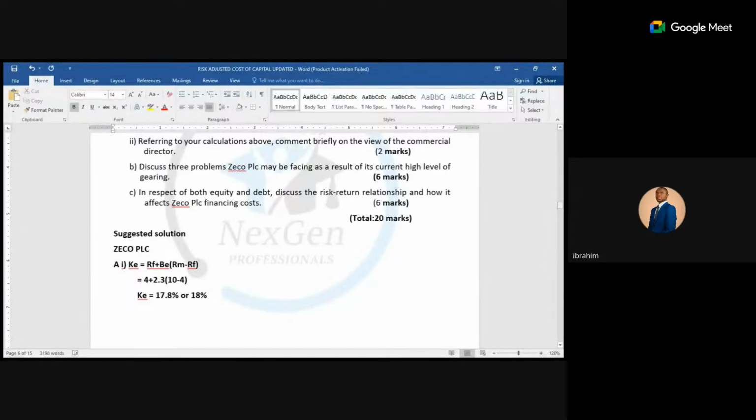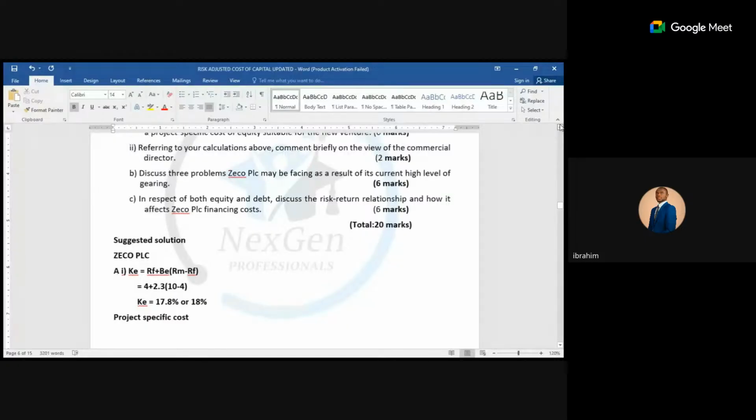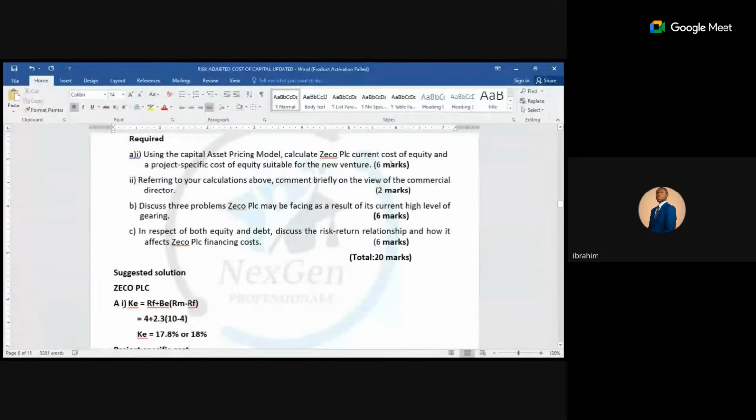Now, still on Roman figure 1, we need to determine the project-specific cost of equity. You can mute your mic. You know, this is 6 marks. Now, this is how they apportion the marks. Please listen. This is 6 marks.